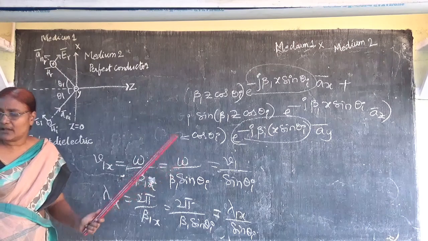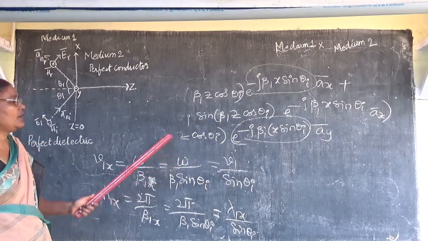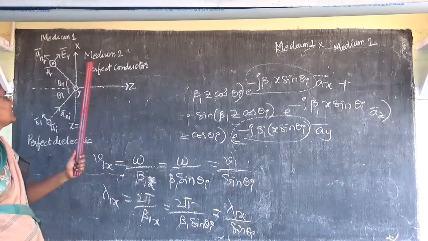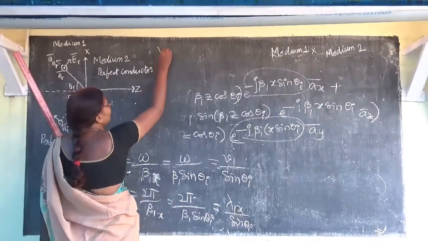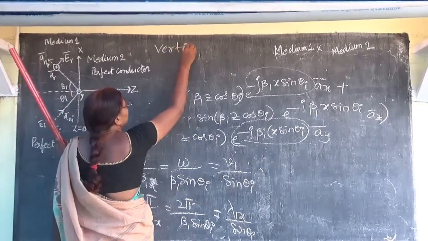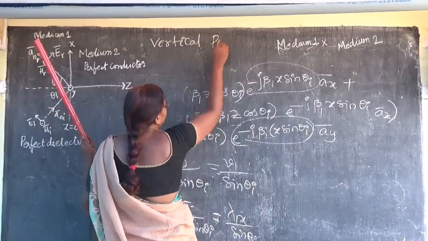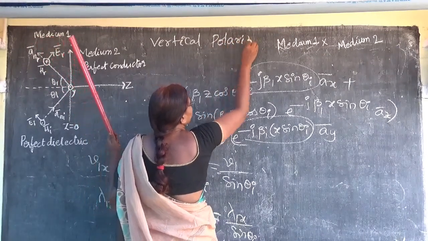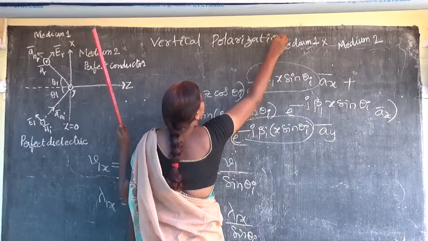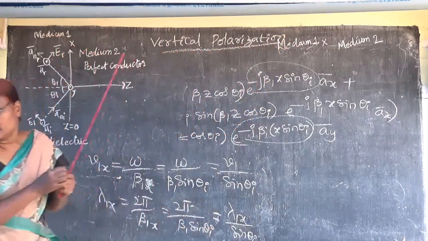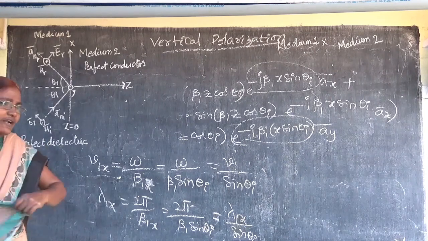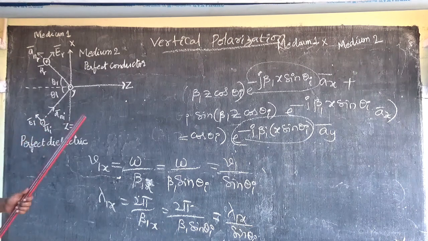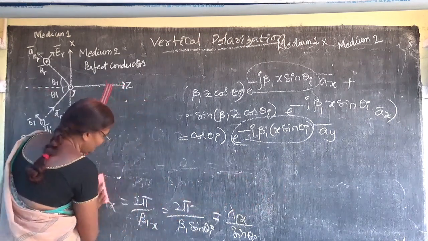So we will finish the horizontal polarization with this topic, and we go for the vertical polarization. Now, if you know one thing, you can solve each and every polarization. So the fundamental thing you have to catch, I will explain to you.